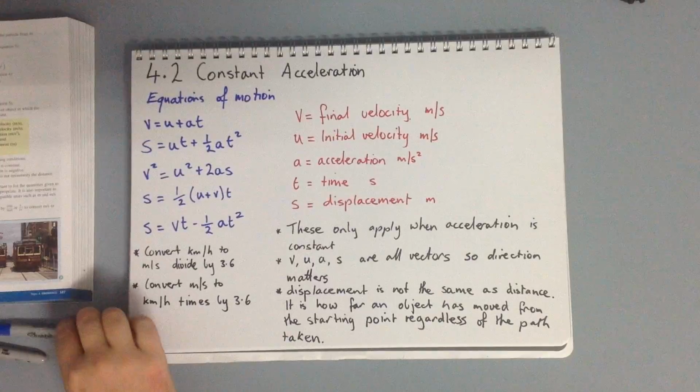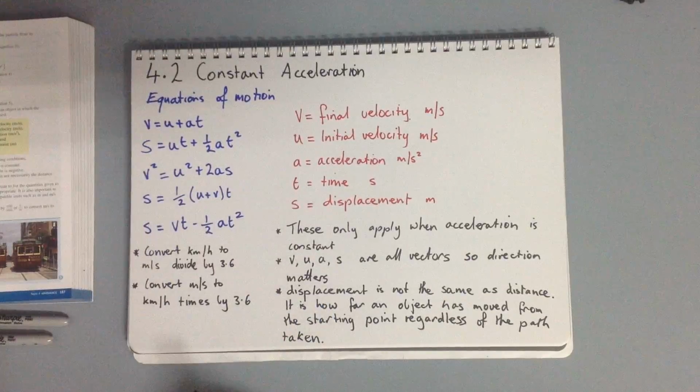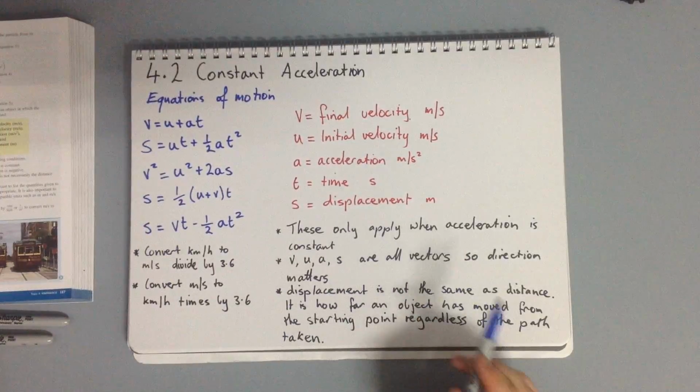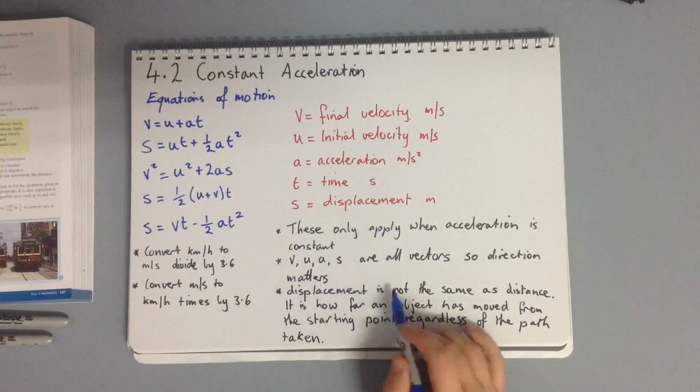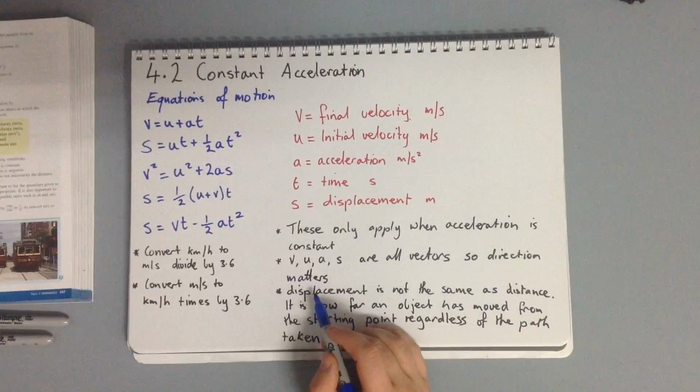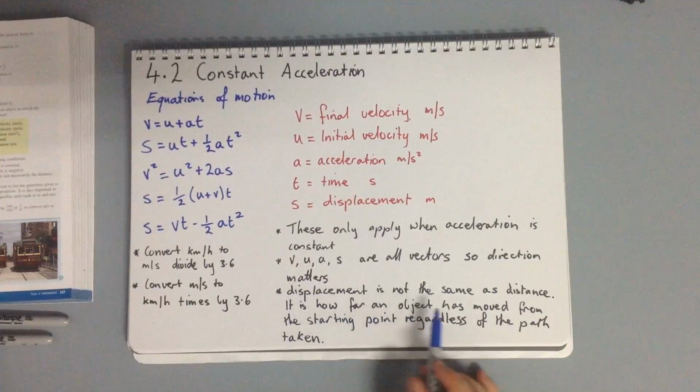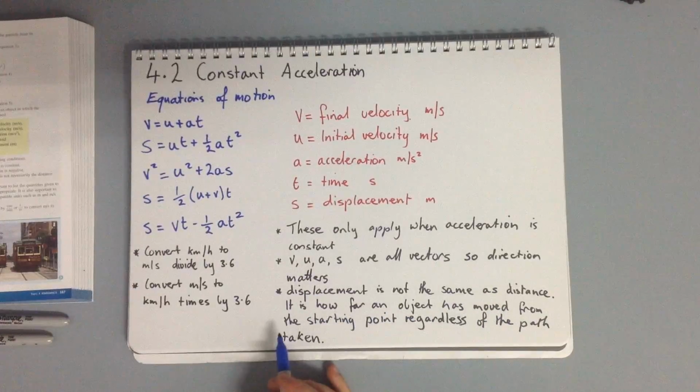Now these rules here, our equations, only apply when acceleration is constant. V, u, a and s are all vectors, so direction matters. Our displacement is not the same as distance. Our displacement is how far an object has moved from the starting point regardless of the path taken.